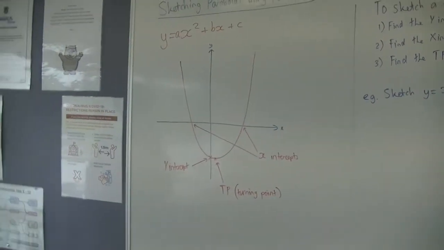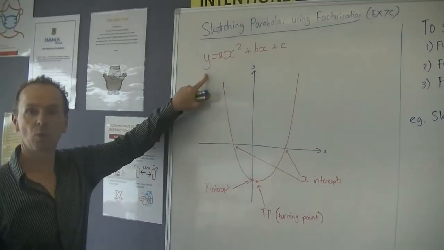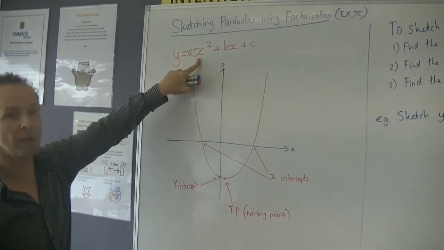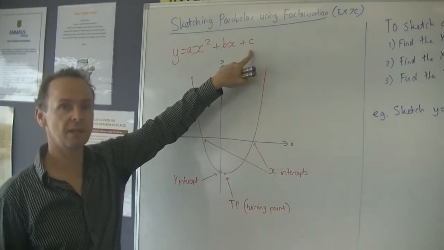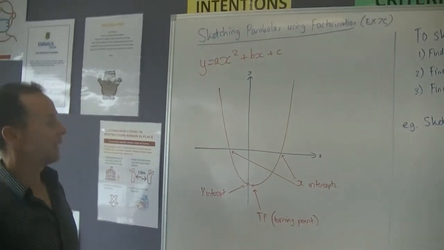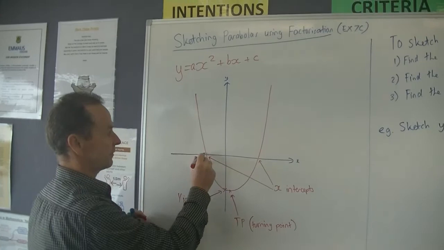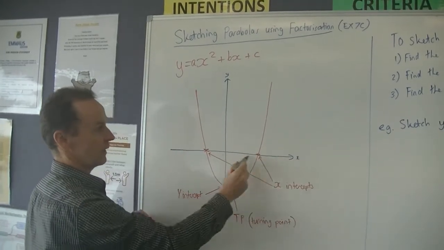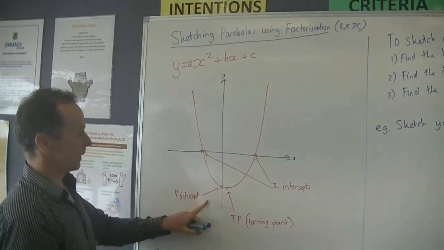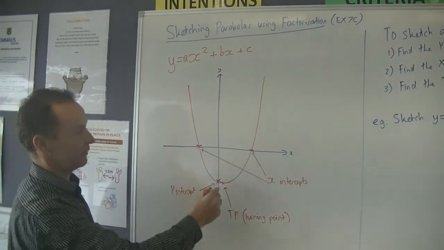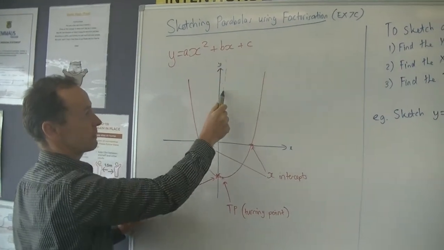Alright, so the generic form of an equation of a quadratic is y equals ax squared plus bx plus c. So that's our generic equation. And here we have a graph. So a few key points you need to know. The x-intercepts are there and there. It's where the graph cuts the x-axis. The y-intercept is where it cuts the y-axis, and the turning point is on the axis of symmetry.